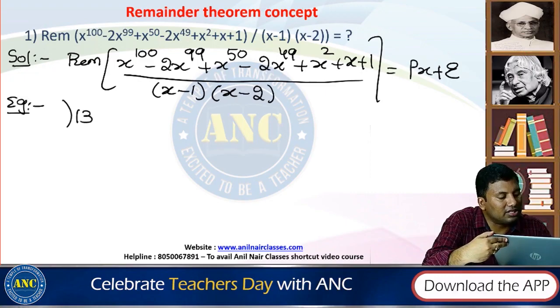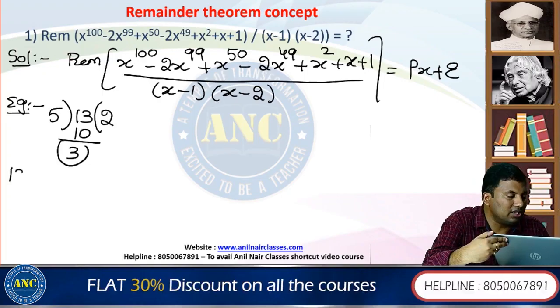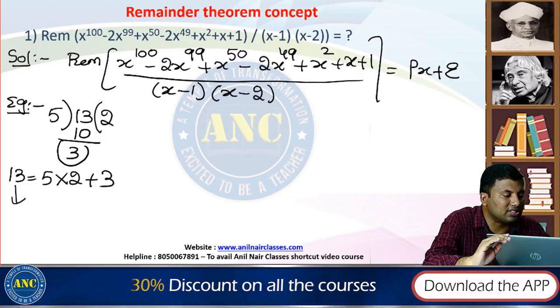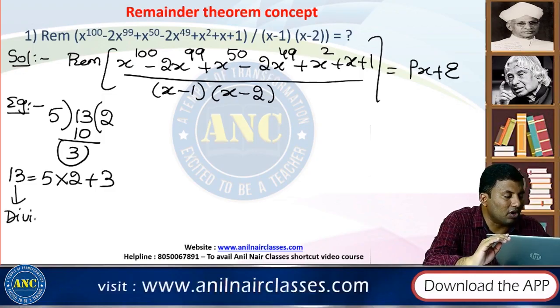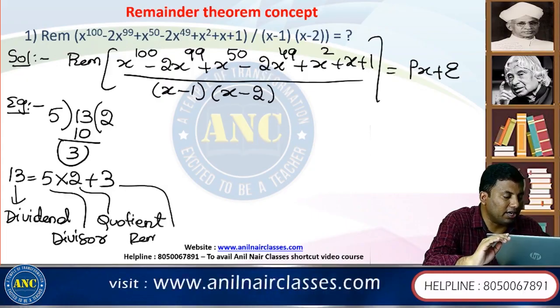Suppose 13 is there. I divide by 5. 5 twos are 10. Remainder is 3. So 13 is nothing but 5 into 2 plus 3. I hope it is clear. We call 13 the dividend, 5 the divisor, 2 the quotient, and 3 the remainder.